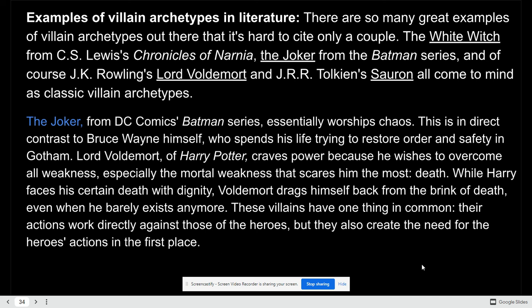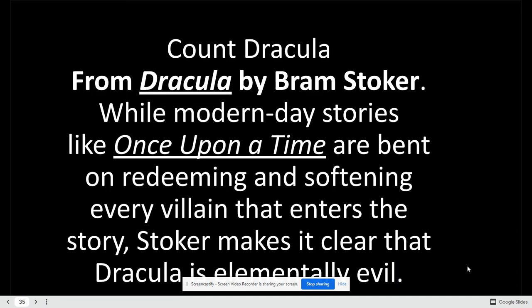Harry faces his certain death with dignity. Voldemort drags himself back from the brink of death even when he barely exists anymore. The villains all have one thing in common. Their actions work directly against those of the heroes, but they also create the need for the hero's actions in the first place. So you can't have good without evil, and vice versa.